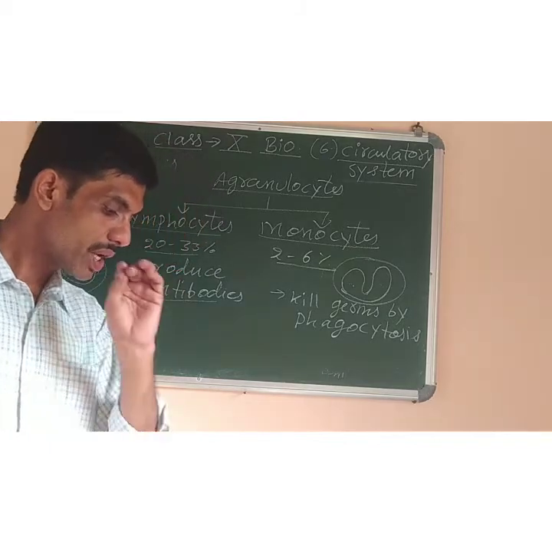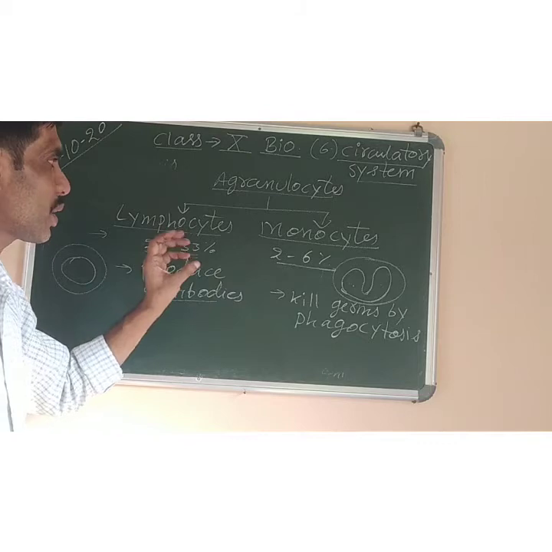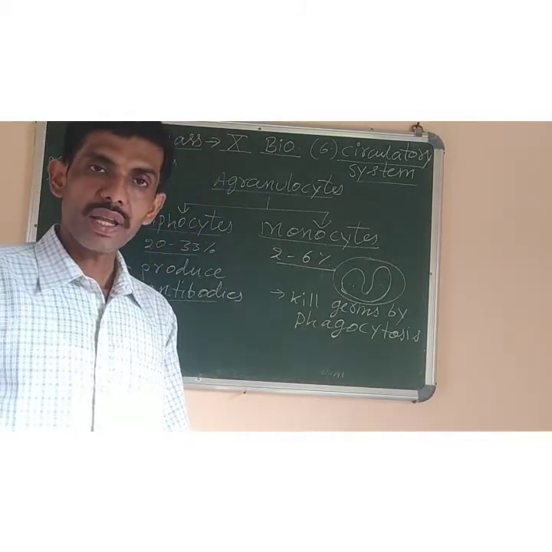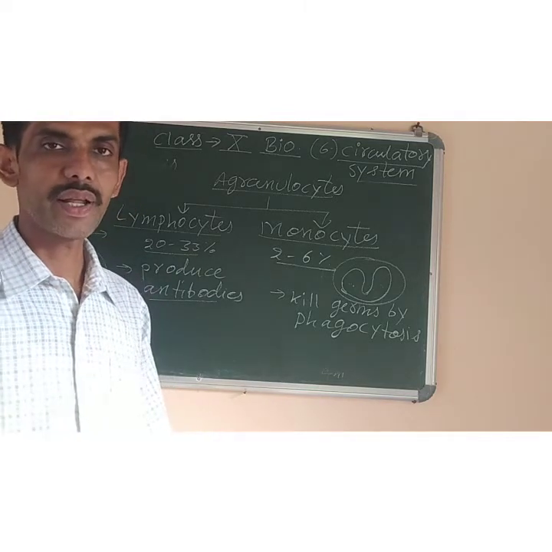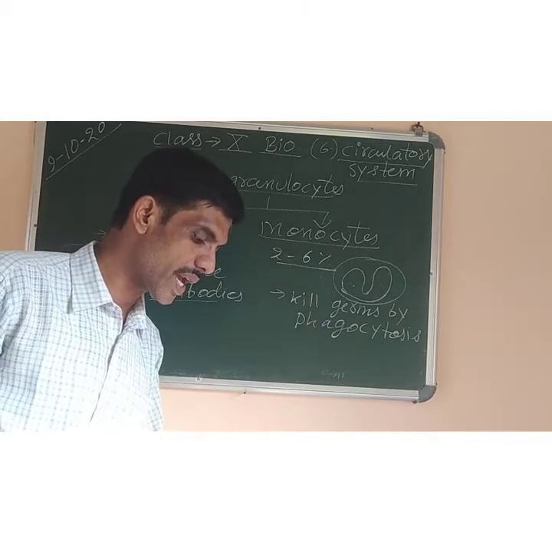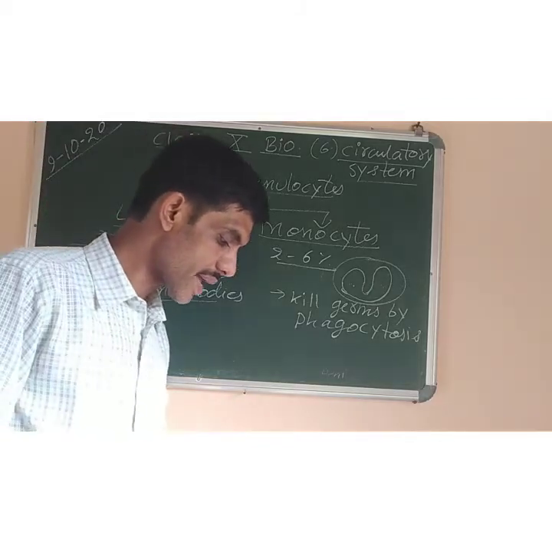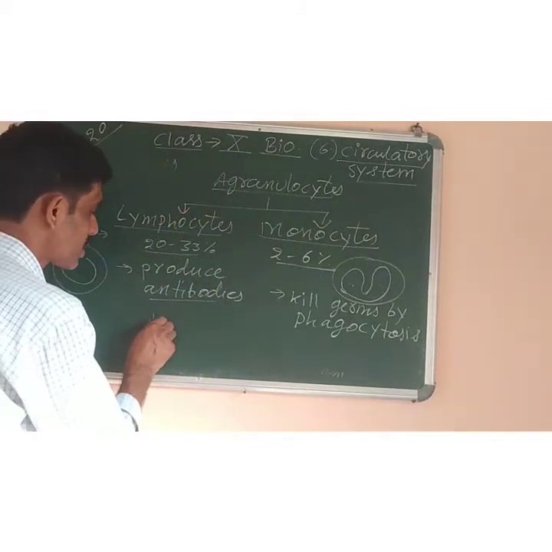Okay. In a person's blood, if the leukocyte, that is white blood cell, number decreases in our blood, that condition is called leukopenia, which is caused due to infections. Whereas a higher leukocyte count is called leukocytosis.